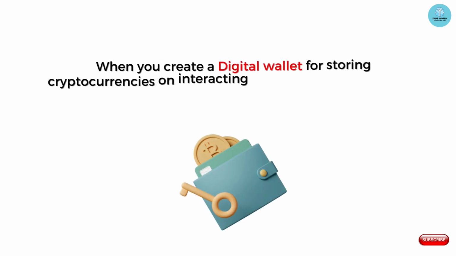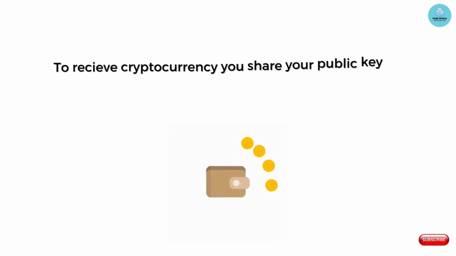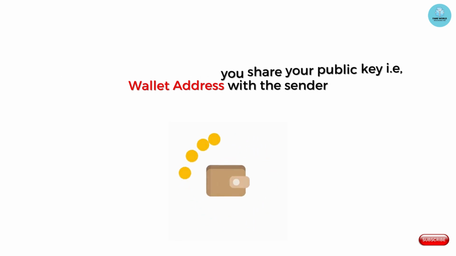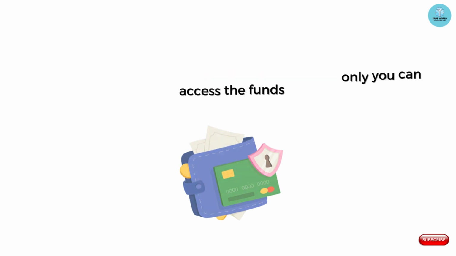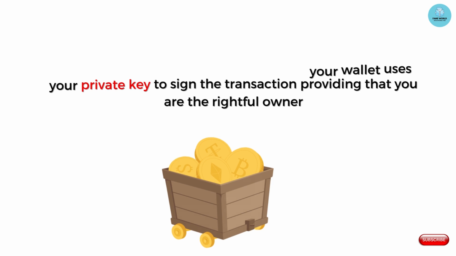Public key cryptography and digital wallets. When you create a digital wallet for storing cryptocurrencies or interacting with blockchain networks, it's essentially a collection of public and private keys. Let's talk about its working. Number 1. Receiving funds. To receive cryptocurrency, you share your public key, that is, your wallet address, with the sender. They use it to encrypt the transaction, ensuring only you can access the funds. Number 2. Sending funds. When you want to send cryptocurrency, your wallet uses your private key to sign the transaction, proving that you are the rightful owner.